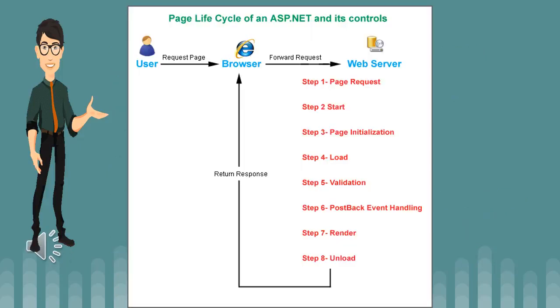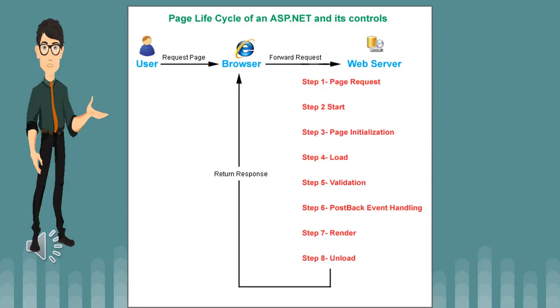The lifecycle starts when a user requests a web page through his/her browser. The web server then processes the page through a sequence of steps before response is sent back to the user's browser. The steps are as: page request, start, page initialization, load, validation, post-back event handling, render, unload. The below figure shows the page lifecycle of an ASP.NET page and its controls.